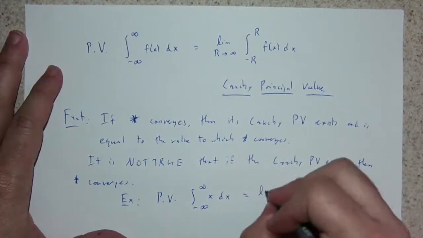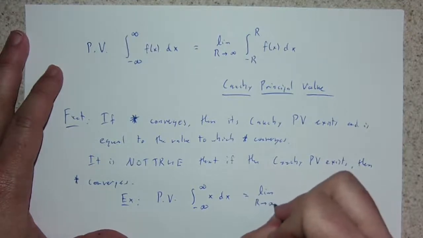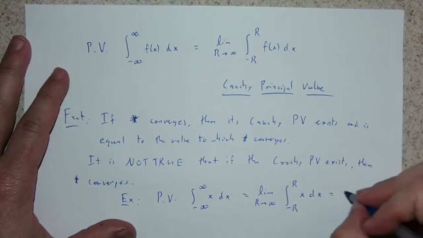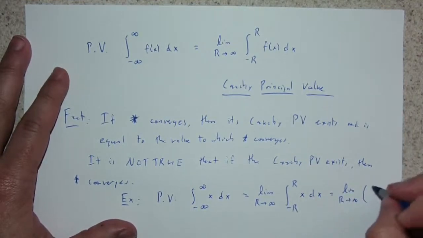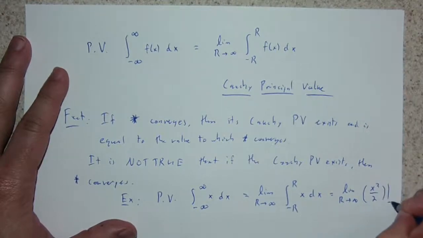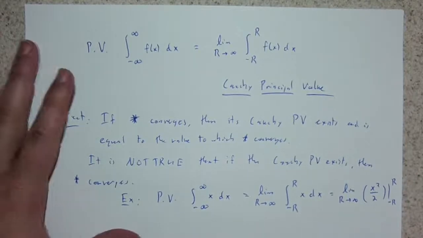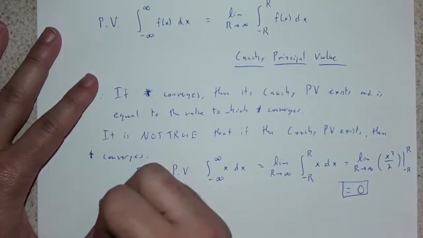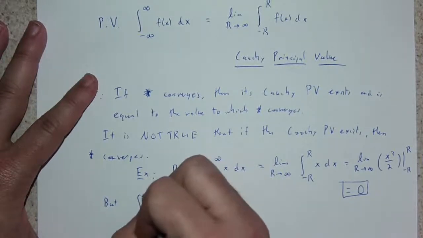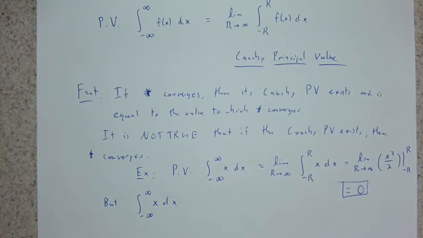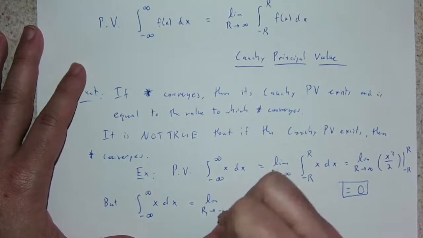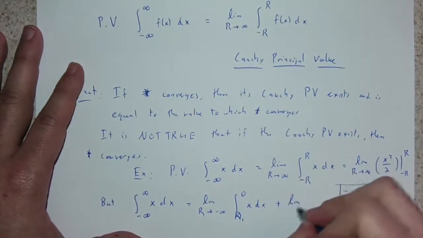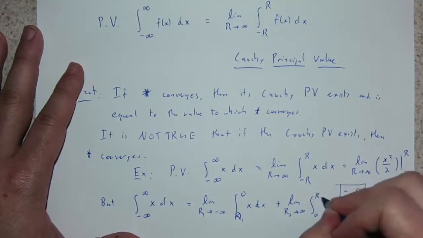All right, so this is the limit as r goes to infinity of the integral from minus r to r of x dx, which is the limit as r goes to infinity of x squared over 2 evaluated from minus r to r, but that's 0. So that exists easily. But if I actually compute this in the long brute force way from Calc 2, by splitting this as the limit as r sub 1 goes to minus infinity of the integral from r sub 1 to 0 of x dx plus the limit as r sub 2 goes to positive infinity of the integral from 0 to r sub 2 of x dx.